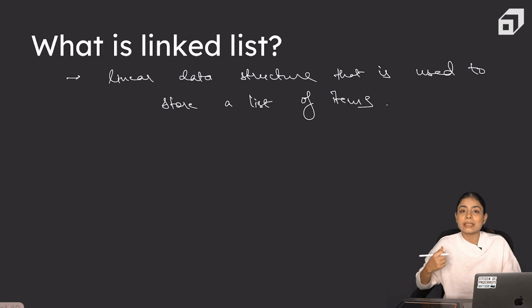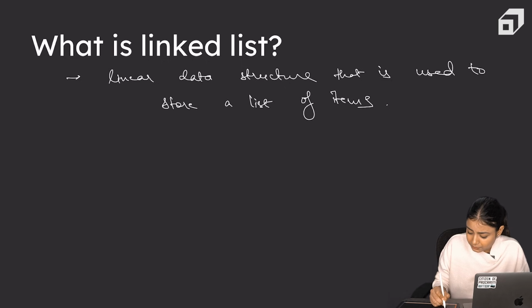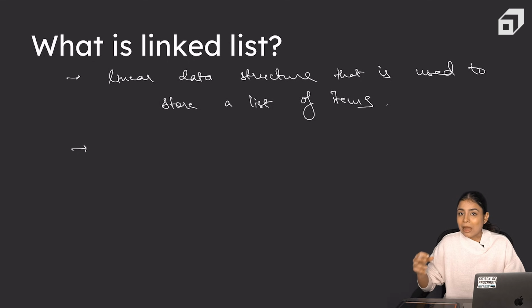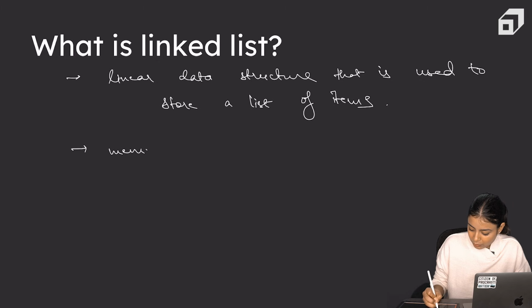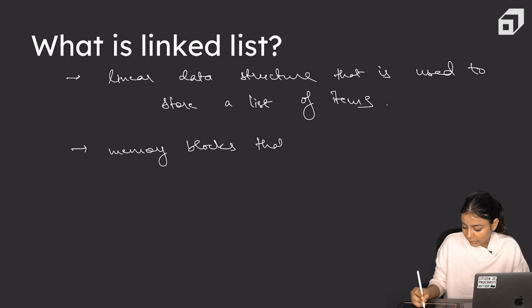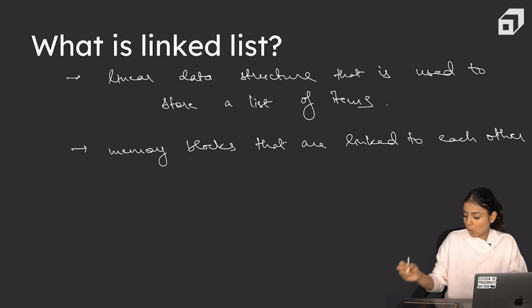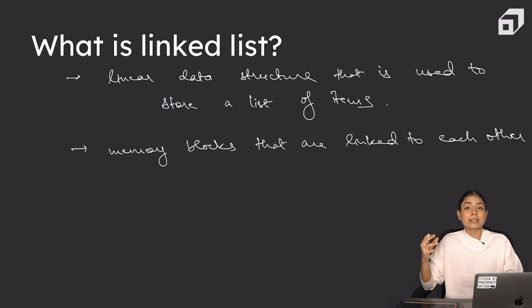Now, how is linked list solving this? I told you that linked list is a linear data structure that is used to store a list of items. Now the difference comes in implementation. How is linked list implemented? Linked list is implemented in the form of memory blocks that are linked to each other. Blocks in memory that are linked to each other.